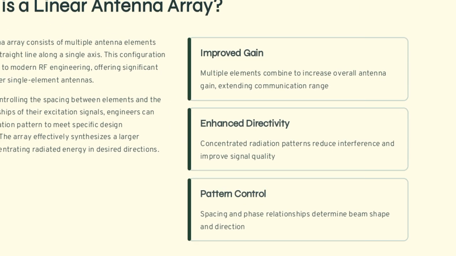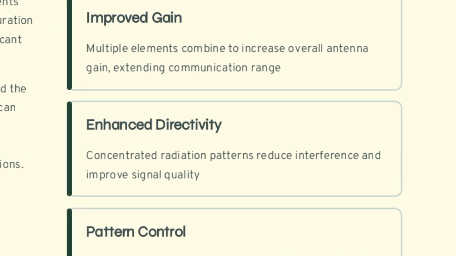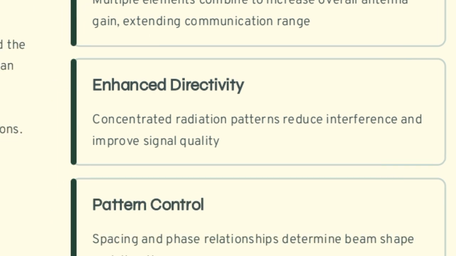Through this linear array, we have three important features. The first is that we can improve the gain: multiple elements combine to increase overall antenna gain, extending the communication range. The second feature is enhanced directivity: a concentrated radiation pattern reduces interference and improves signal quality. By improving the directivity in our linear arrays, we can shape the radiation pattern properly, and by that we improve the signal quality.